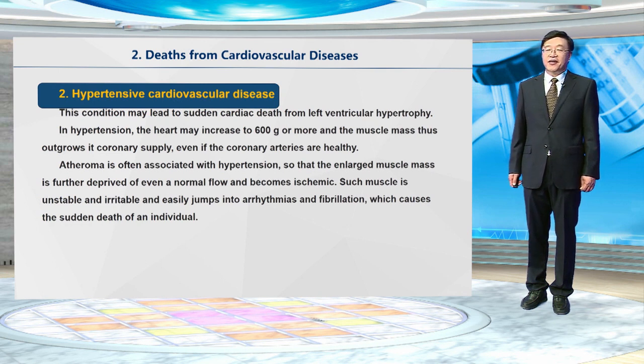Atheroma is often associated with hypertension, so that the enlarged muscle mass is further deprived of even normal flow and becomes ischemic. Such muscle is unstable and irritable and easily jumps into arrhythmia and fibrillation, which cause sudden death of individuals.